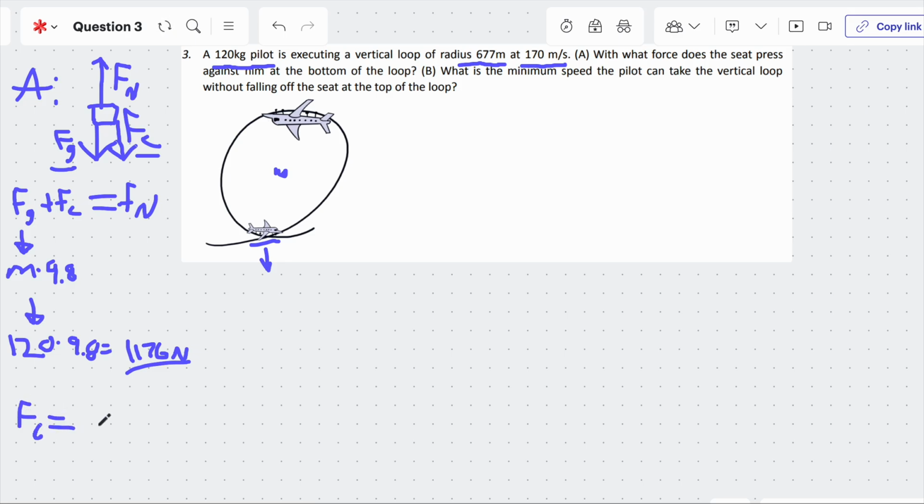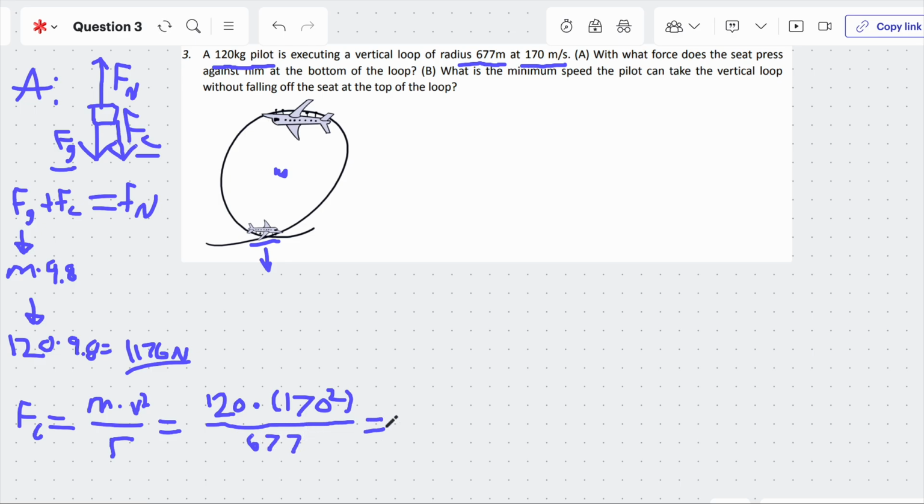If we go back to our equations, remember that is mass times velocity squared over the radius. Luckily, we are given all of these values, which is really nice. So we can plug in our mass, which is 120 kilograms, times our velocity, which is given up here, 170 meters per second. So that'll be times 170 squared. I just like putting it in parentheses to say, hey, this is a separate thing. We plugged it in there. Divided by our radius, which is 677 meters.